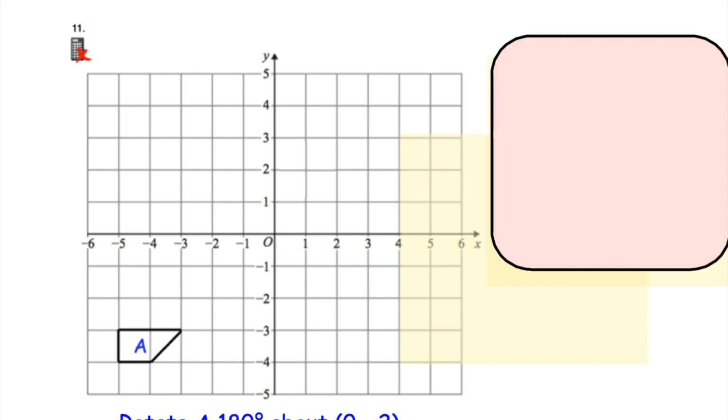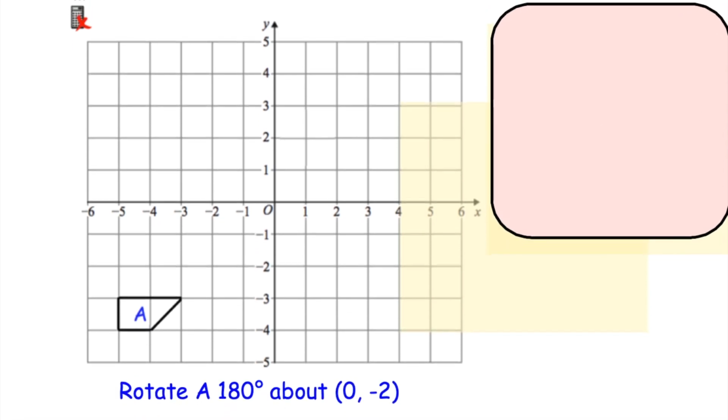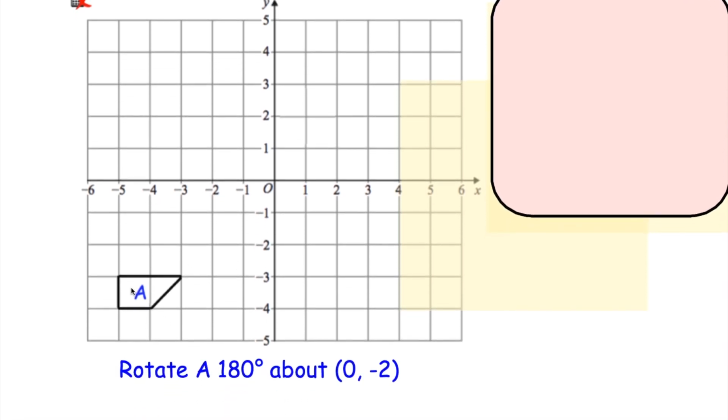So question number 11. We have been given a quadrilateral, this shape A, and it's a trapezium, and we've been asked to rotate it 180 degrees about 0, -2. So let's mark where 0, -2 is. So 0, -2 would be here, and we're going to rotate it 180 degrees about that point. Now we can either go clockwise or anti-clockwise, it's really your choice. I'm going to go clockwise because I have a bit more room. But anyway, I'm getting a bit ahead of myself.